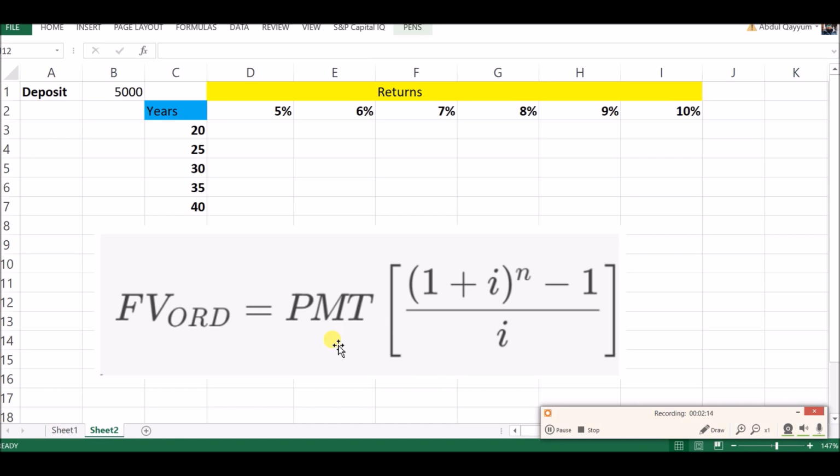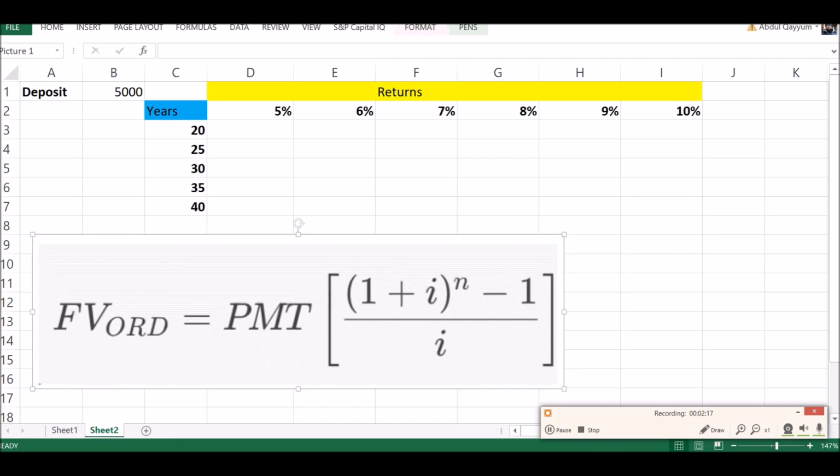To solve this, we can use this formula, which is an annuity formula. I'm sure you have used it in the basic finance courses when you studied time value of money. This is the payment, the annual payment, which is 5,000 in this example. Then we have I, which is the interest rate, given over here, 5%, 6% till 10%. And these are the number of periods n. Our one period is equal to 1 year, so 20 years, 25 years, 30 years, 35 and 40 years, and then again divided by the interest rate.